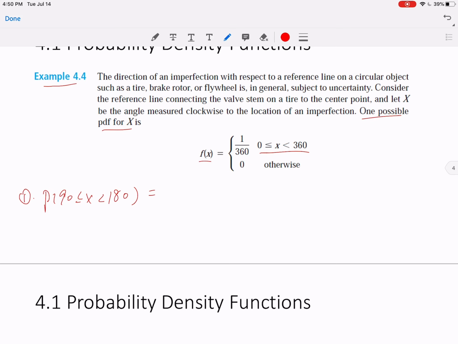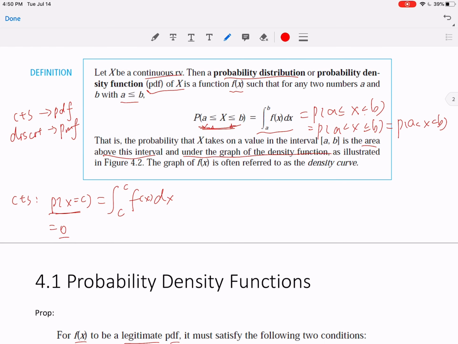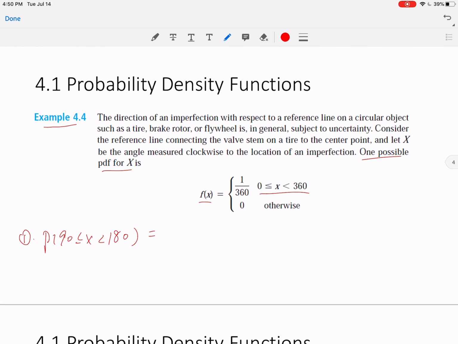How to do that? So based on the definition we went over here, if we want to find the probability of an interval of a continuous random variable, we need to integrate the PDF over this interval. So over here, we're going to do the integration where the lower bound would be 90 and the upper bound would be 180, f of x dx. And we know that the interval 90 to 180 is in the interval 0 to 360. Okay, so we can do the integration from 90 to 180 directly.